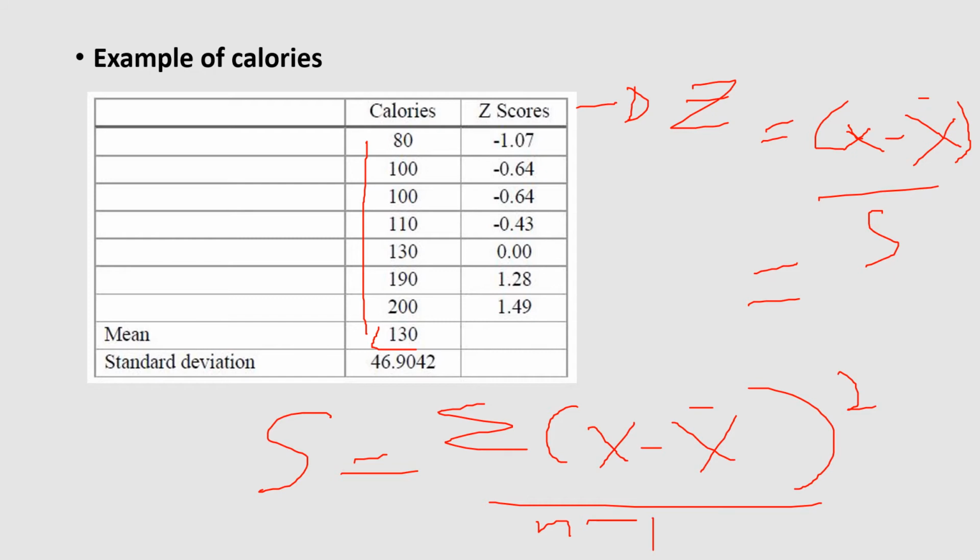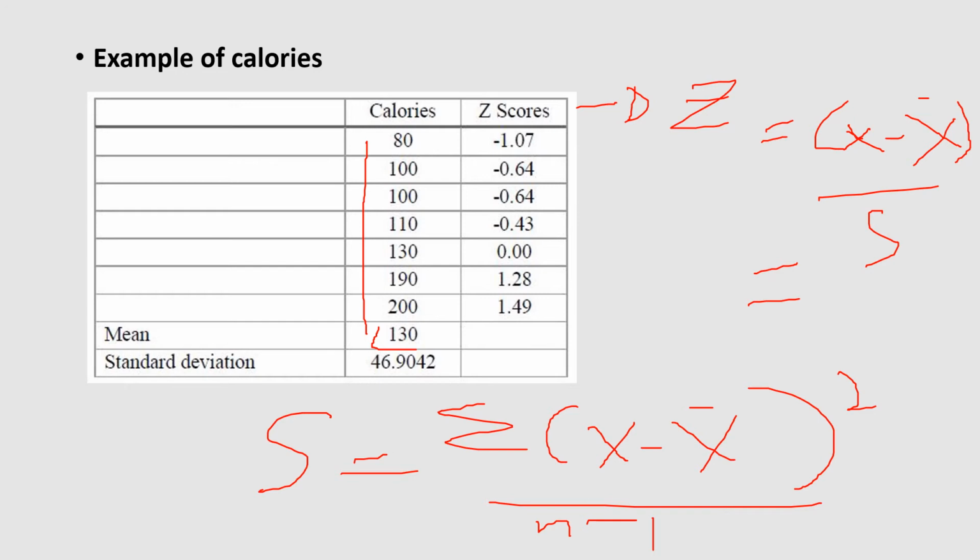So the first score, that is 80 minus 130, that is negative 50. Negative 50 divided by 46.90. So what do you have? You end up with a negative 1.066 something, and then it is rounded up to negative 1.07.